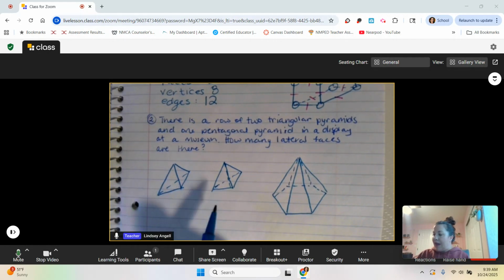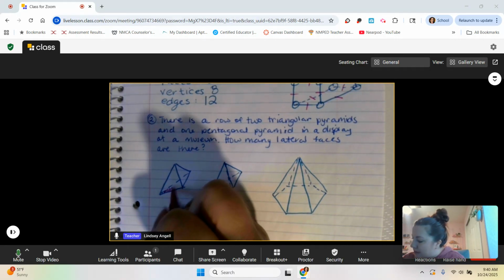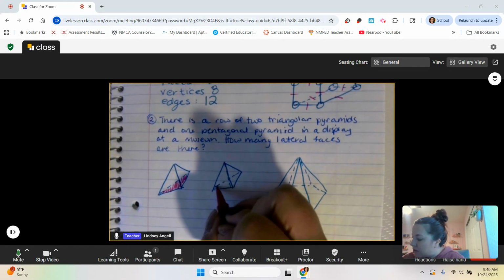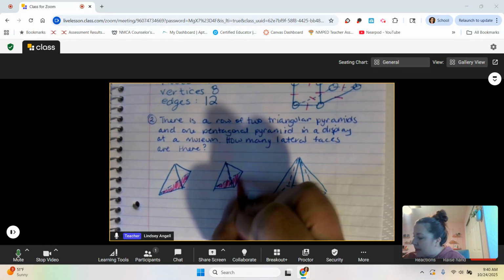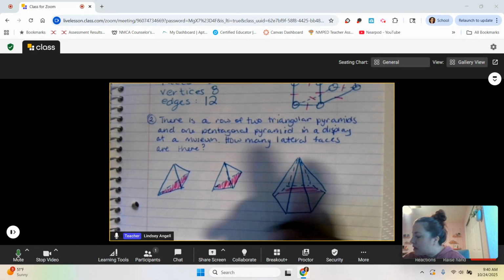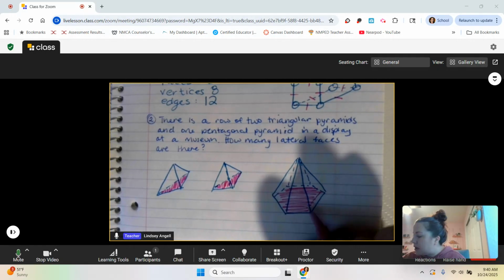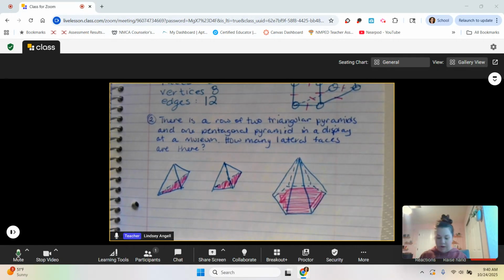So, how many lateral faces are there? Well, the lateral faces are the faces that are anything but the base, okay? So I could color in the base if I wanted. So here's my base, that's a triangle. Here's my base, that's a triangle. And then we've got the pentagon here as well, right?